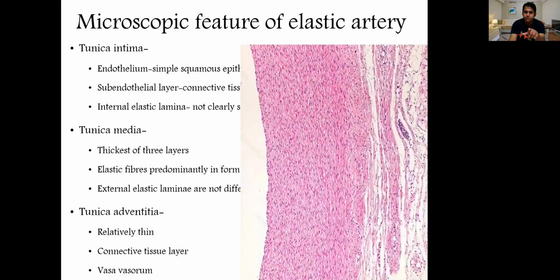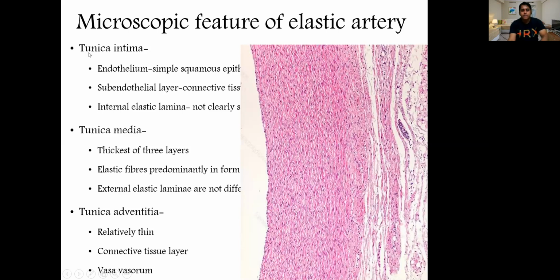The H&E preparation is this slide, where you cannot identify the internal elastic lamina. You can see the endothelial line, and directly you can see the wavy nature of all the elastic fibers right here, and some nuclei of smooth muscle cells which are intermingled between them.